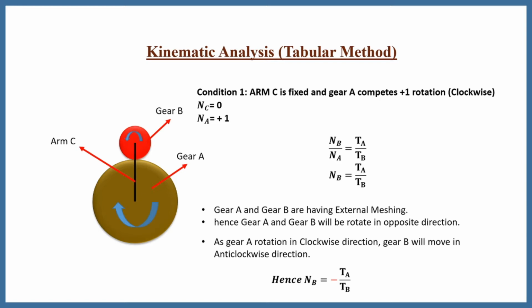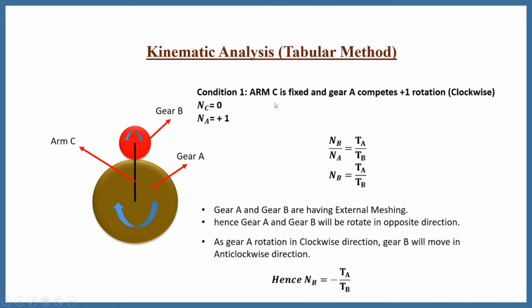Now we'll study how to use the tabular method to do the kinematic analysis of this epicyclic gear train. In this case we have to consider three conditions. We'll study each condition step by step. In the initial condition we need to consider that arm C is fixed. When this arm is fixed, and if we allow gear A to rotate in the clockwise direction, gear B rotates in the anti-clockwise direction.